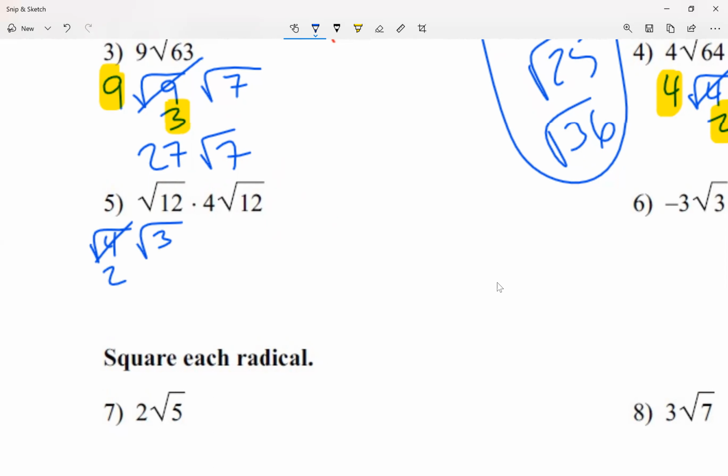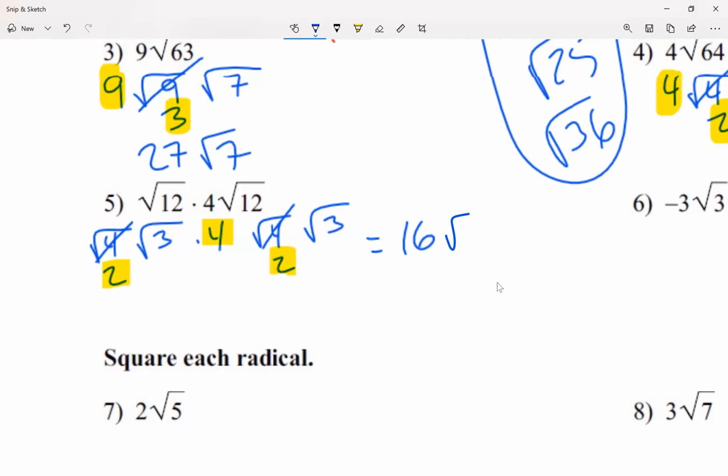And then times, there's a 4. And then this other 12, I'm going to break this as 4 times 3. So I have that 2. Now, when I multiply whole numbers, 2 times 4 times 2 is 16, right? So I have 16 radical 9. Where does the 9 come from? I multiply my radicals.